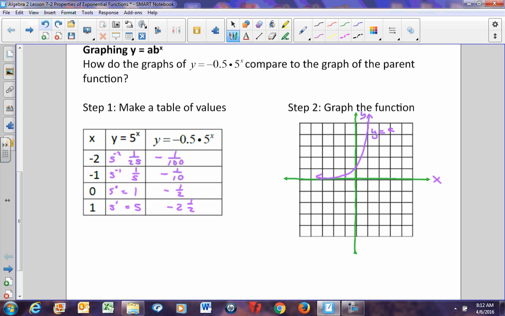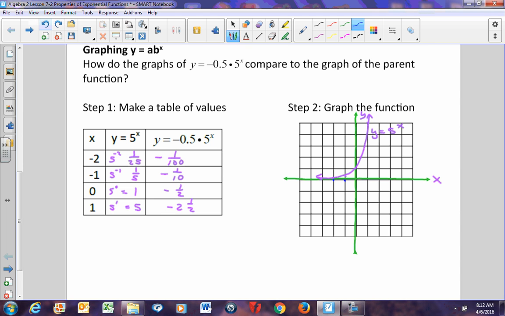Y equals 5 to the x. Okay. My new function, y equals negative 0.5 times 5 to the x, I will have negative 2, negative 1/100. So it's going to be really, really close to the line there. I'm going to have negative 1, negative 1/10. It's still really close to the line.